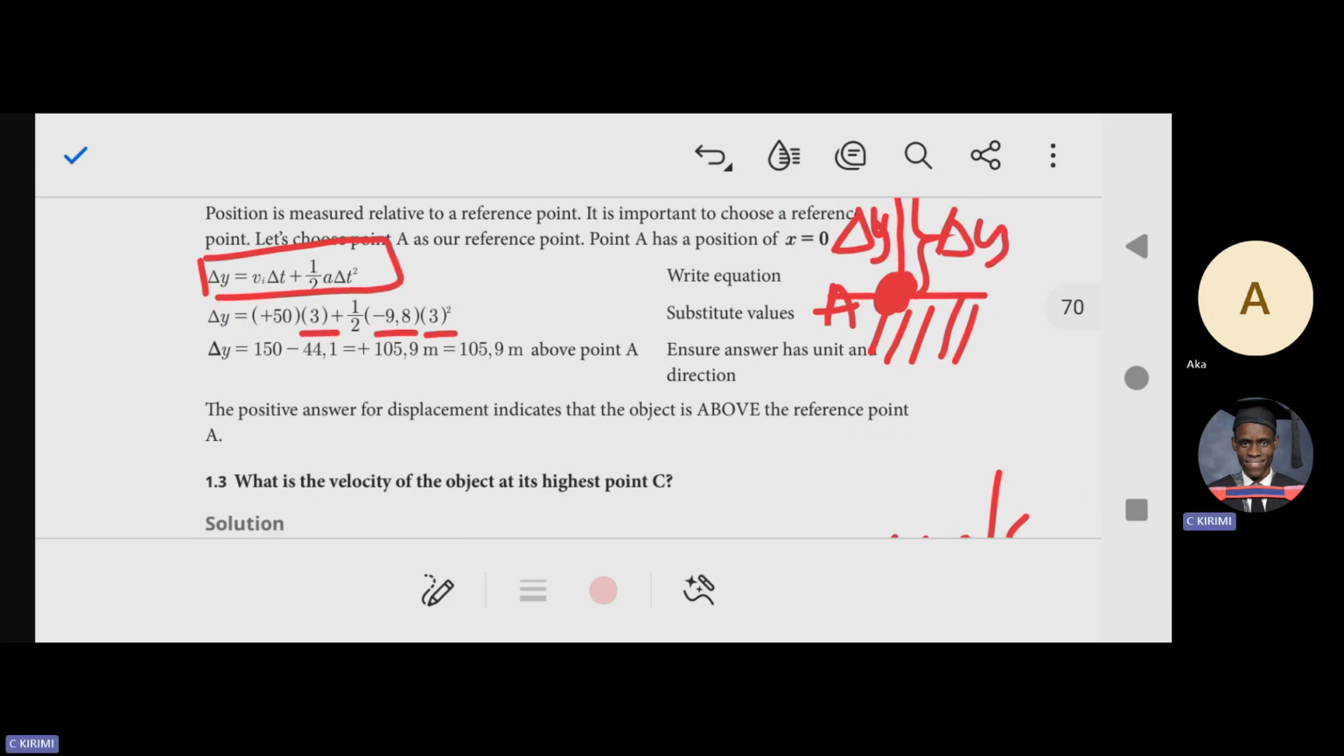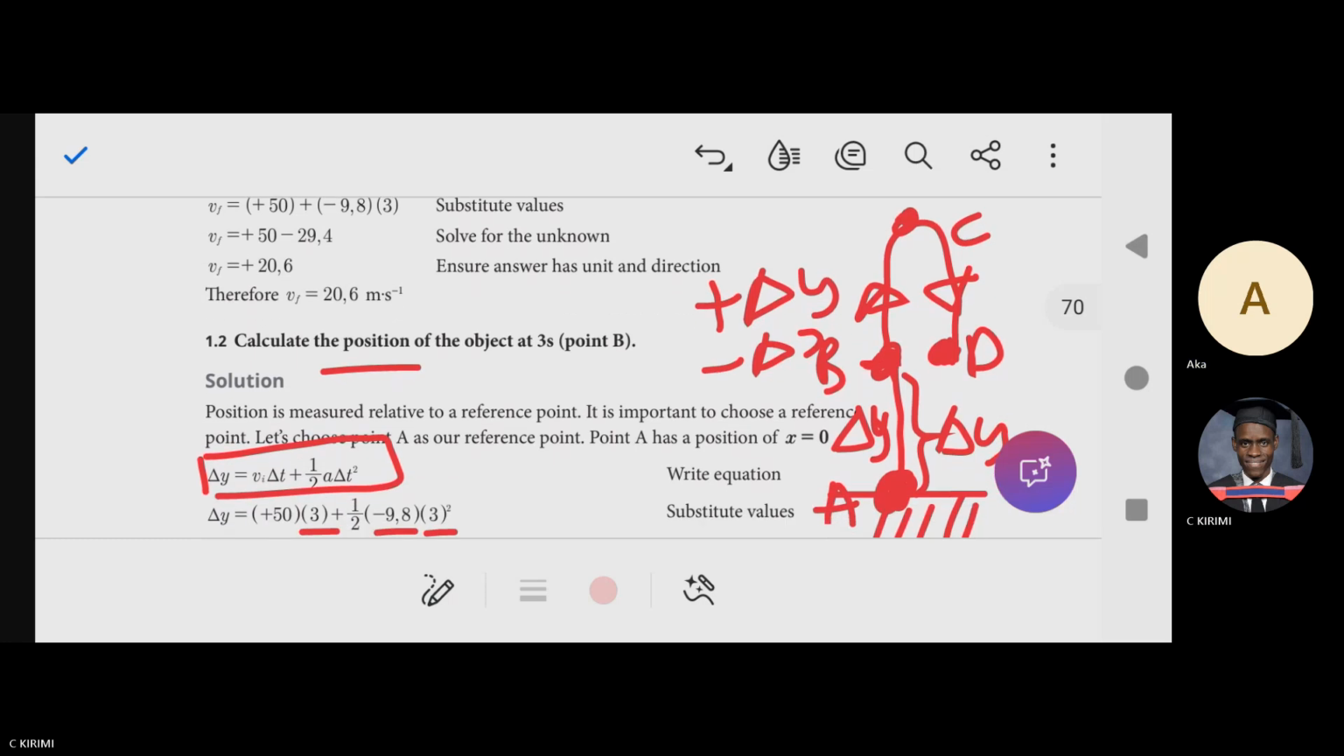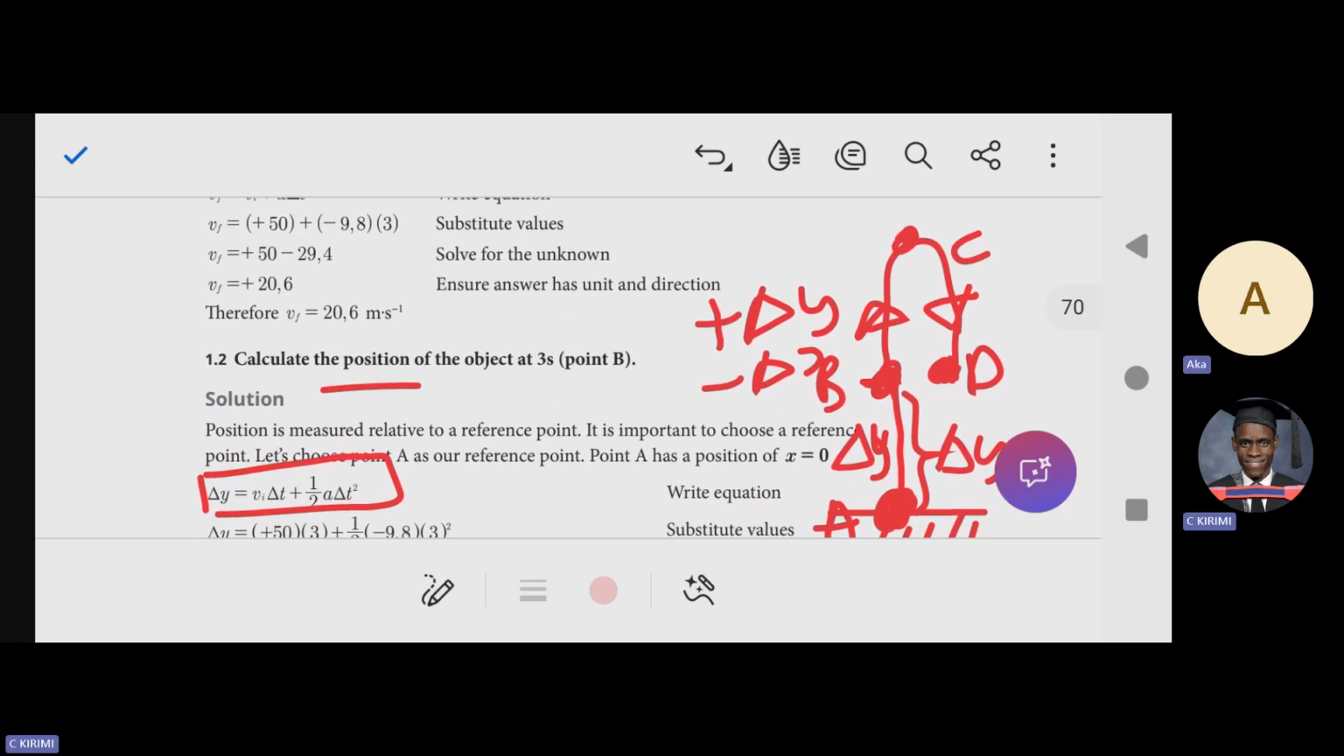What is the velocity of the object at the highest point C? So at the highest point it's 0. It's from B to C. Is the time still the same or is it changing? No, time always changes, and time is not given. We are only told that from initial to B, that's when it's 3 seconds. Then from there after, you are not told how much.